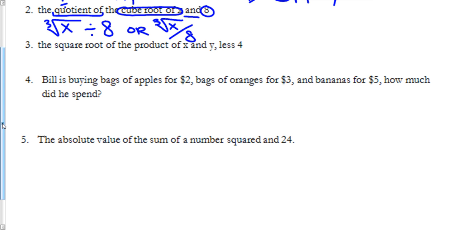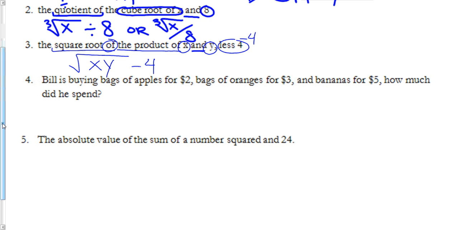Number 3, the square root of the product of x and y less 4. A lot going on here. Start with the square root. Underneath the square root, we're going to have the product of. Product's telling us to multiply. Product of x and y. So underneath the square root, we have the product of x and y. Less 4 is minus. So our answer should look like that. Keep in mind that the minus 4 is outside of the square root.